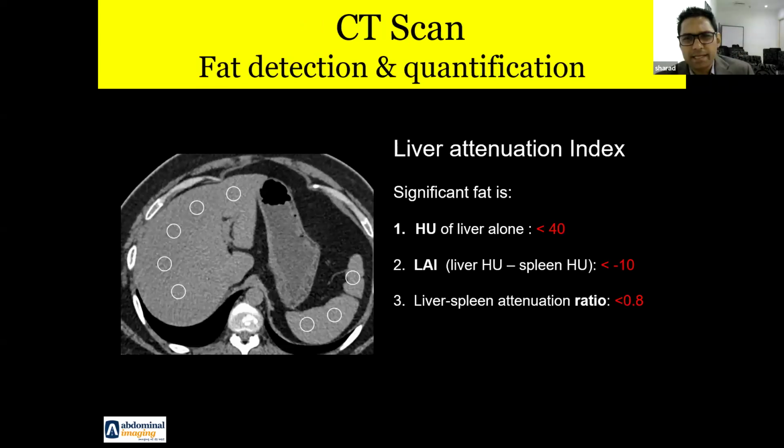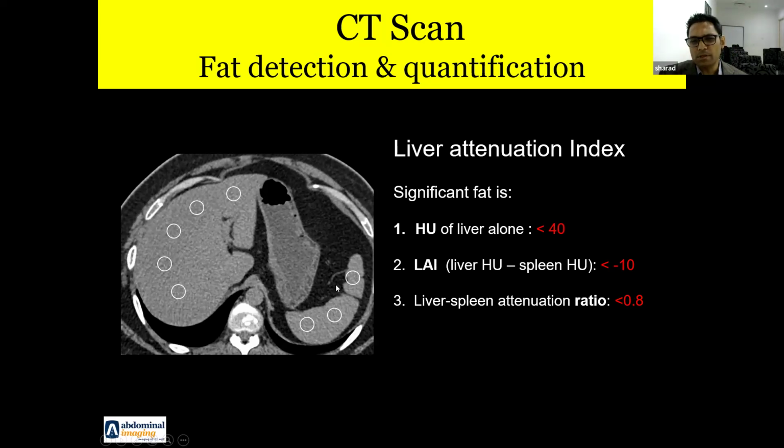On CT, what we do is called the liver attenuation index. You take ROI measurements from the liver and you take ROI measurements from the spleen. Typically you take 25 measurements in the liver and create a mean. Say, for example, the mean of the liver has come as 50, and then you take 9 measurements from the spleen and create a mean.